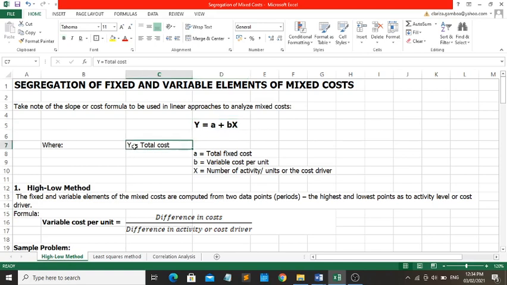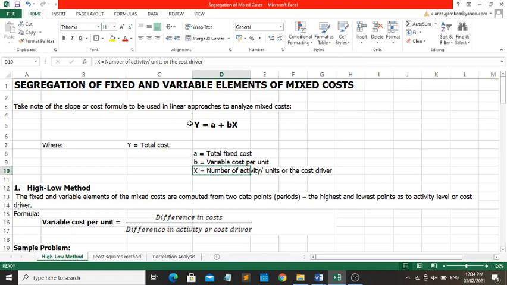So, dito, ito yung gagamitin natin. Yung y, yan yung ating total cost. Okay? A, the total fixed cost. B is our variable cost per unit. And yung x natin, number of activity or units or the cost driver.